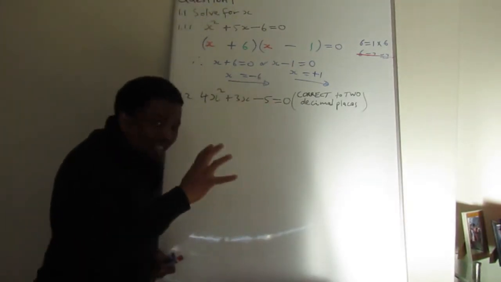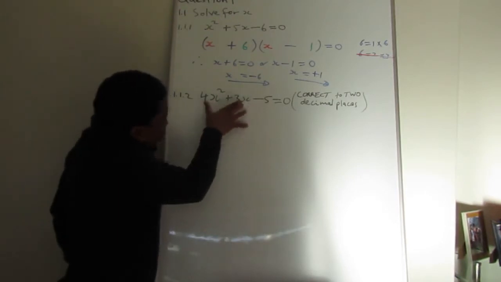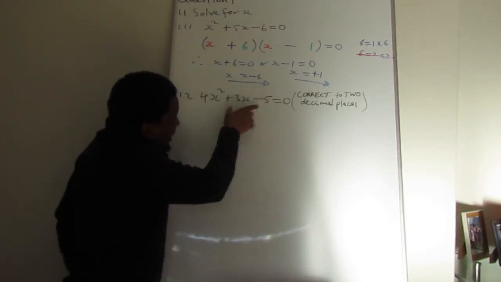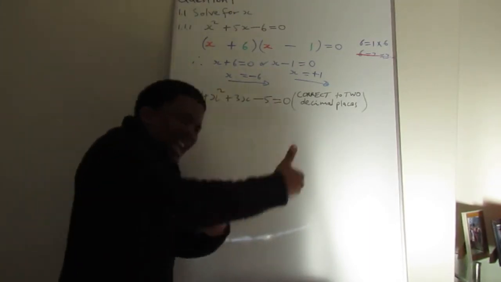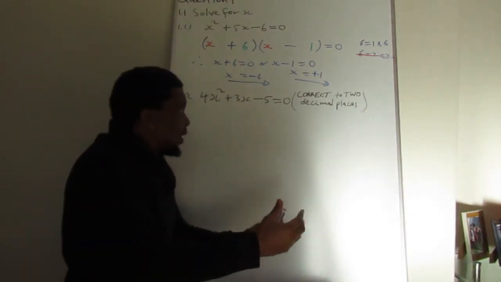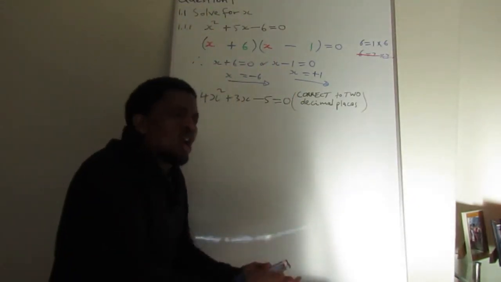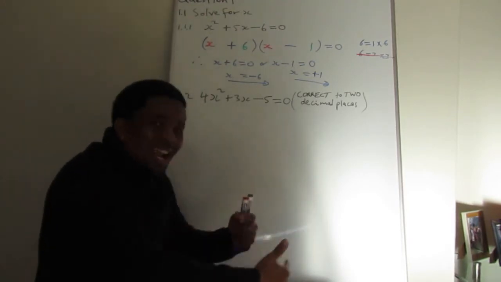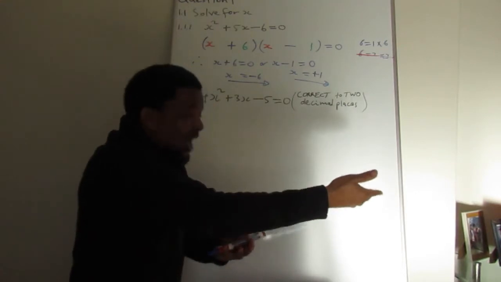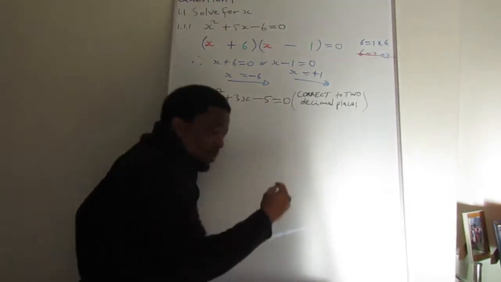So in a case like this, I do not even think about it. When I look at my question, I've got x squared, x power 1, and x power 0. This one is a trinomial, also a quadratic. Are you with me? I would have expected this to be factorized, but I cannot factorize because the examiner has already indicated that I need to correct to 2 decimal places.